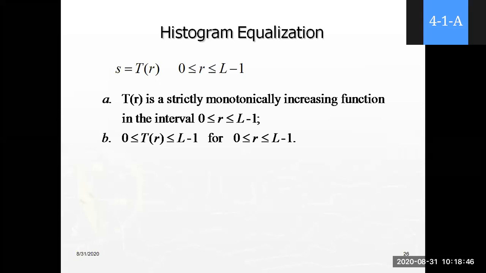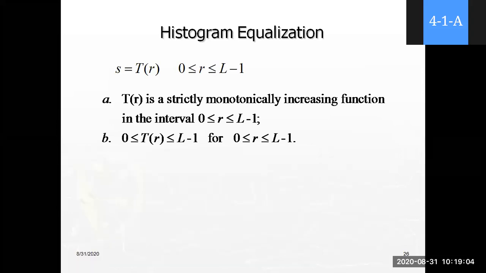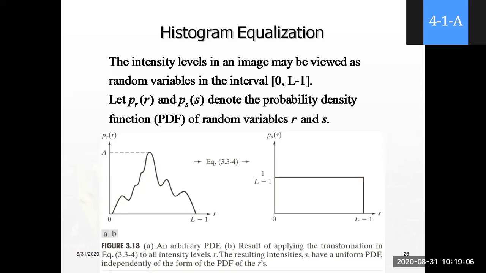See here, monotonically and strictly monotonically. A monotonically increasing function shows how multiple values map. So here I am taking histogram equalization. I want to transfer this function PR of R and PS of S. How are we going to transfer?